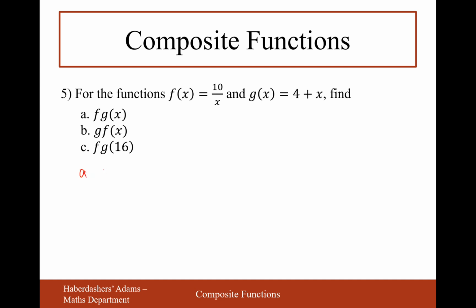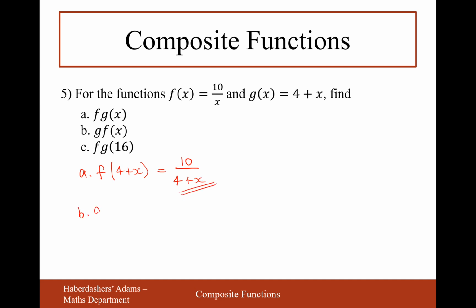Okay, so for part A, it's going to be f of g of x. g of x was 4 plus x. And then I'm going to put 4 plus x into the f function. So where x appears, I'm going to put 4 plus x. That's going to make it 10 over 4 plus x.